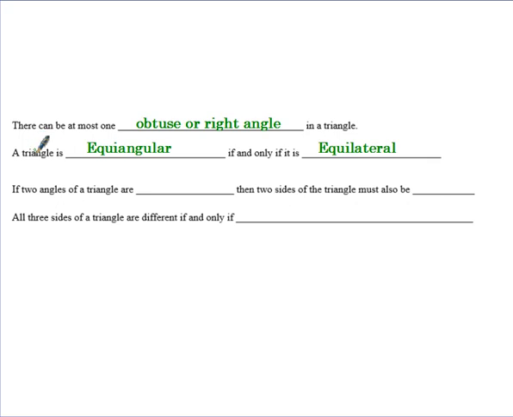A triangle is going to be equiangular if and only if it is equilateral. Hey, if and only if, biconditional. So remember, that means it works backwards, meaning if I tell you something's equilateral, you can say it's equiangular. If two angles of a triangle are congruent, then two sides of the triangle must also be congruent. And that kind of relates to an isosceles triangle. We'll talk about that in a moment. And then finally, all three sides of a triangle are different if and only if all three angles are different.